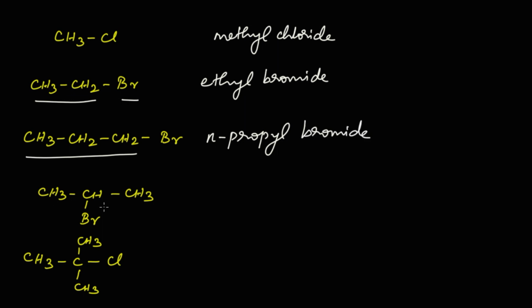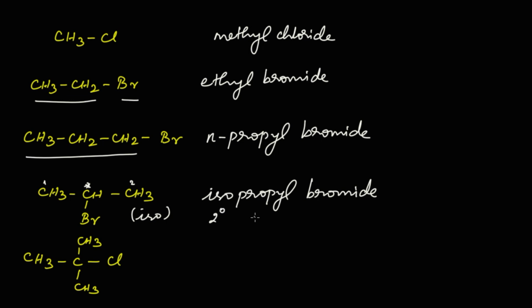Here there is a side chain. One side chain is there. If there is one side chain, we need to add the prefix iso. Three carbons, so propyl, isopropyl. Bromine is present, so bromide. Isopropyl bromide is the common name of this compound. Since the bromine is attached to a carbon that has one carbon and another carbon attached, it is also known as secondary propyl bromide, while n-propyl bromide is known as primary propyl bromide.